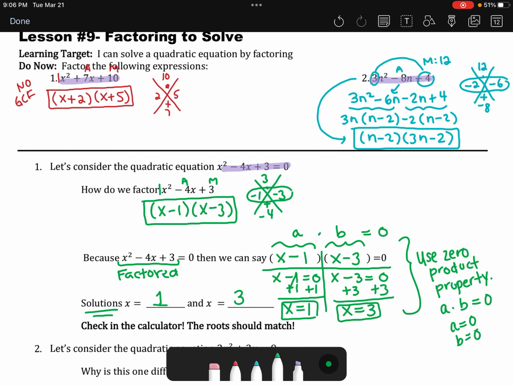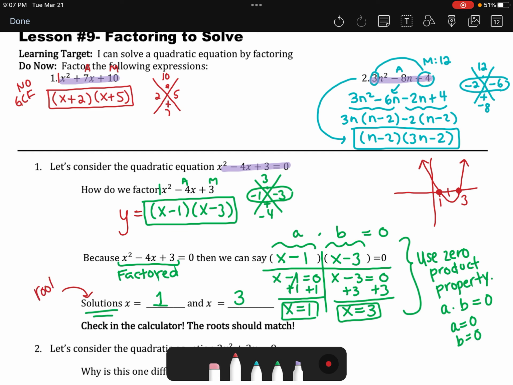Okay, which kind of has to do with something like factored form. If I go into my calculator and I graph y equals x minus 1 times x minus 3, I'm going to get this parabola that's going to be concave up, and it's going to hit my x-intercepts at 1 and positive 3. Those are my x-intercepts. So my solutions are my roots, my x-intercepts, my zeros.